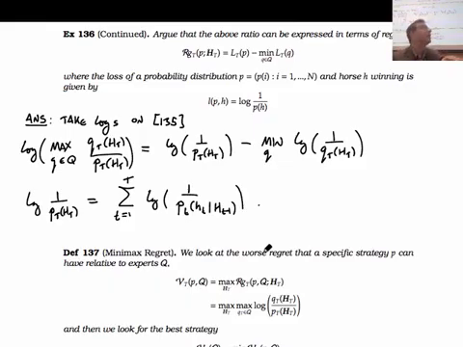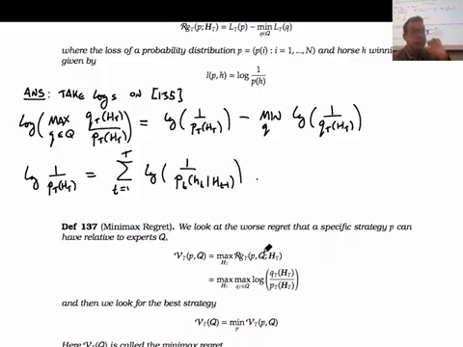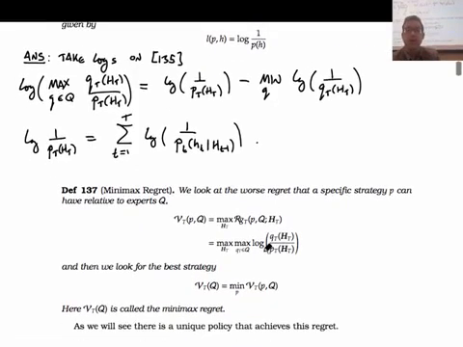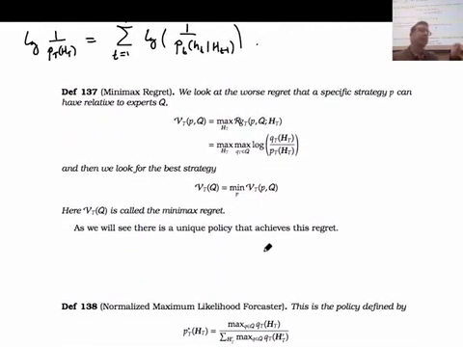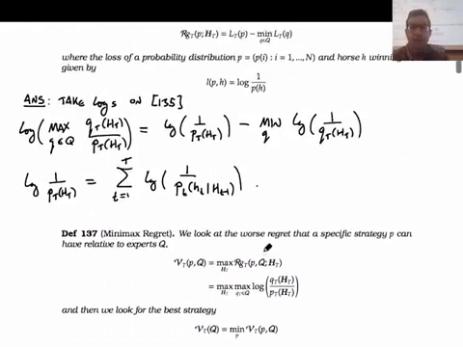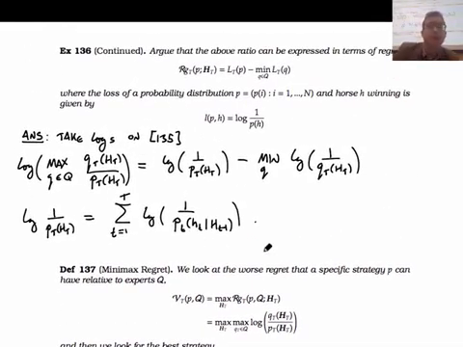So what that's saying is if I want to compare the amount of money, the amount of wealth that I gained relative to someone else, so how well I was doing compared to someone else, I can phrase this in terms of regret. Now, we're going to look at a specific type of regret here, which is called the minimax regret. That regret was just for a specific outcome from the horse races, h of t.